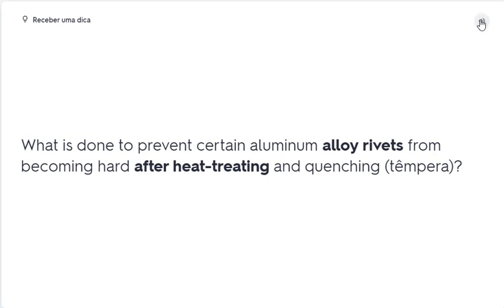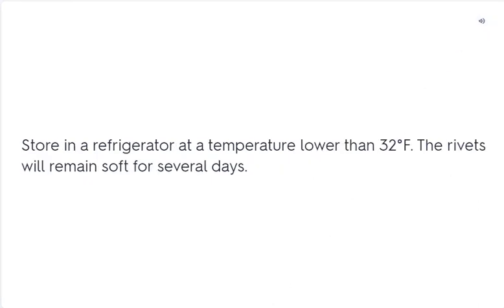What is done to prevent certain aluminum alloy rivets from becoming hard after heat treating and quenching? Store in a refrigerator at a temperature lower than 32 degrees Fahrenheit. The rivets will remain soft for several days.